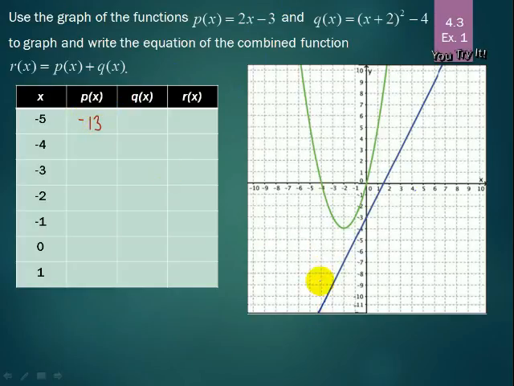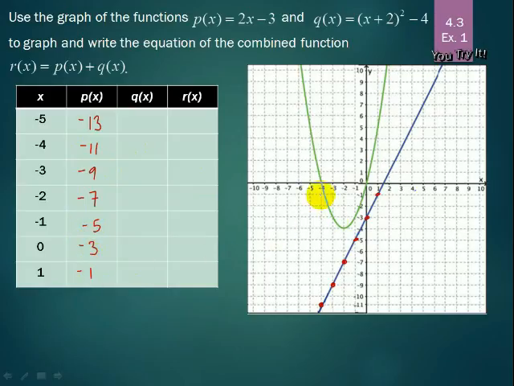And then for the rest of them, they're all in the graph. So let's just point those out. So we have -4, -11; -3, -9; -2, -7; -1, -5; 0, -3; and 1, -1. So let's fill those in on our table. So we have -11, -9, -7, -5, -3, and -1.